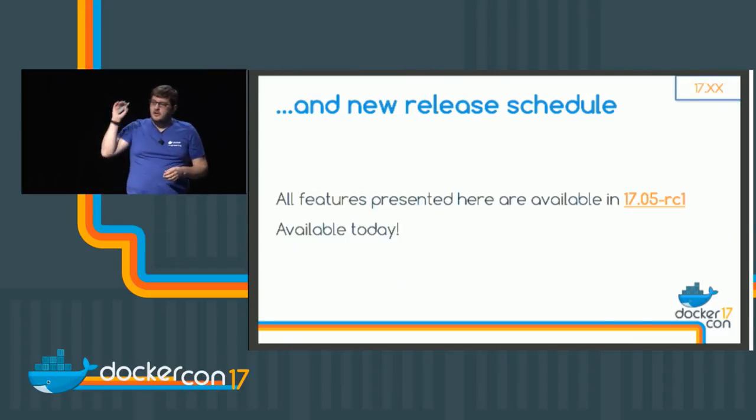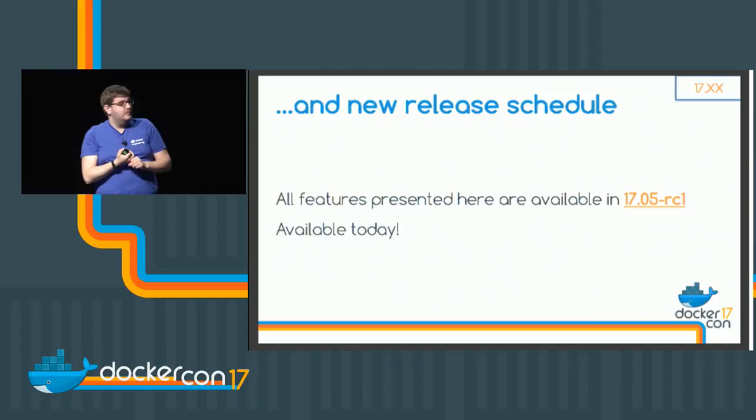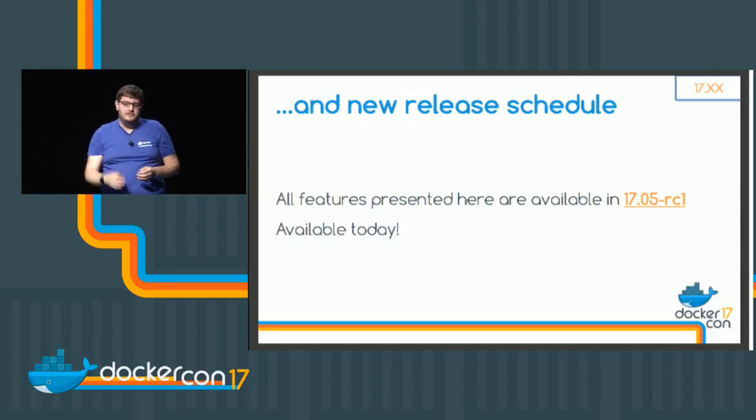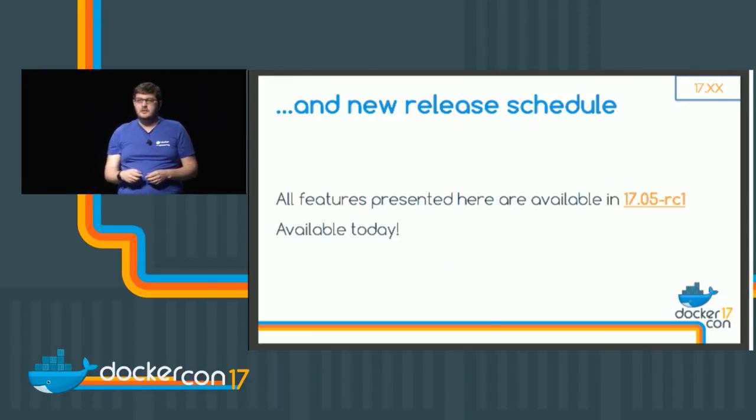And also, I want to mention that in the top right corner, I'm specifying on which version the feature was introduced for all the feature slides, so you know if you do need the latest RC. For example, on Docker for Mac, maybe you already have 17.04, and some features I'm going to talk about are already in 17.04.